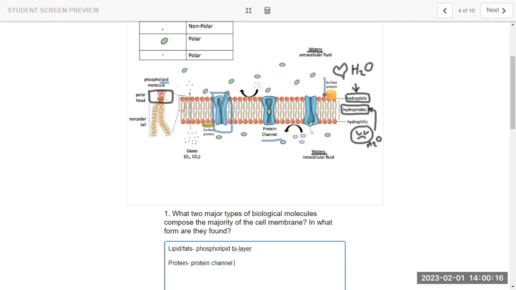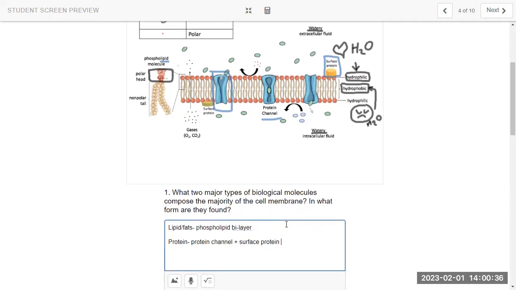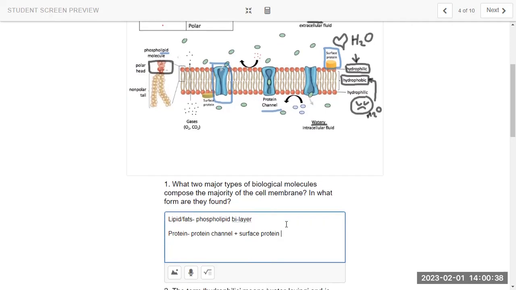What about this right here? What's that? You also got some surface protein. There you go. Okay. So all of that makes up the cell membrane.